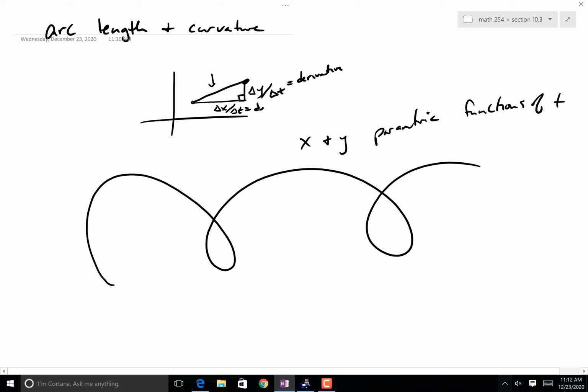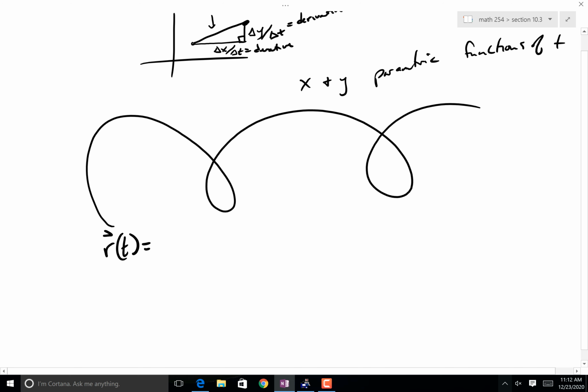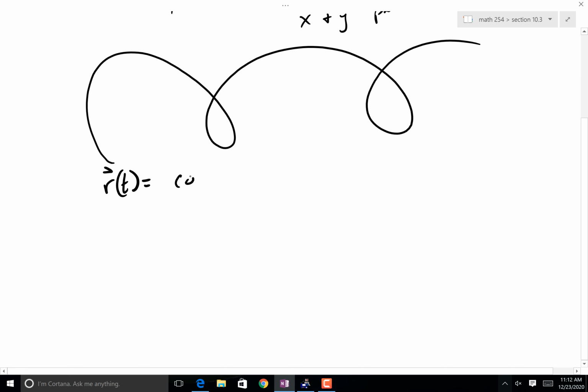And so if we start off with an r of t function that is our space curve, whatever that happens to be, say cosine of t, t, and negative sine of t, just for a good time, then r prime of t would be, as we've spoken about, our velocity at any time. This is our velocity function.